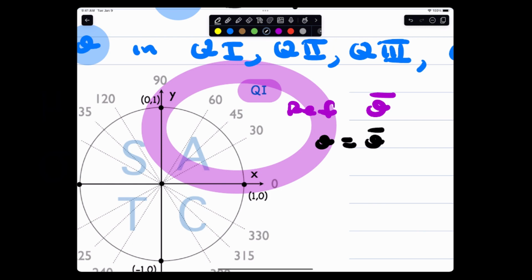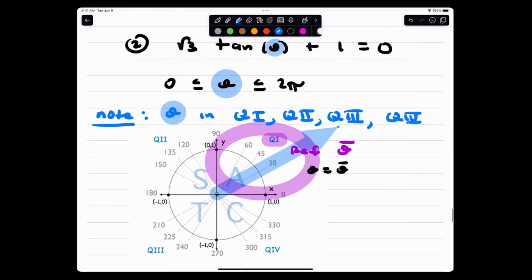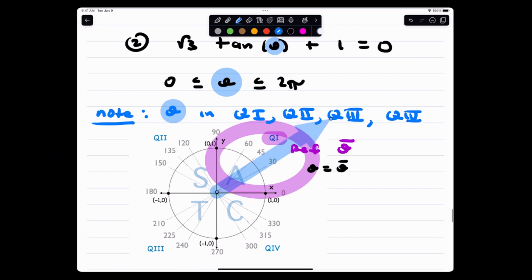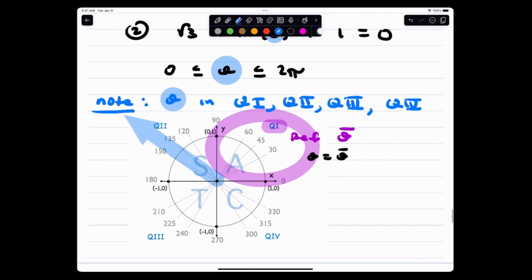Theta is equal to the reference angle. That's in quadrant 1, and that's where all the trig functions are positive again.